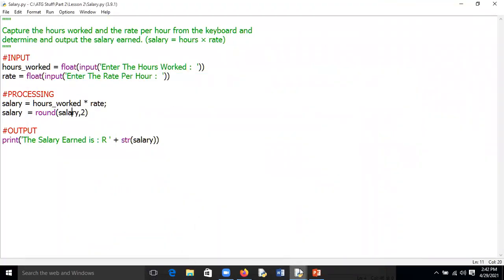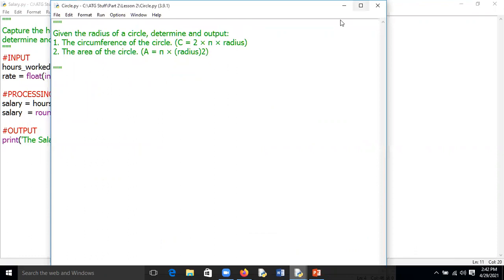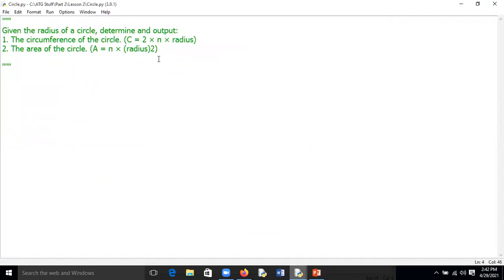Okay, so let's look at something a little more challenging. I like this question. By the way, that's not an N, that's pi. Pi, right? Mathematically, pi is actually 22 over 7, but Python actually comes with a value that's already constant, and it actually belongs to the math class. So I'll show you what I'm talking about.